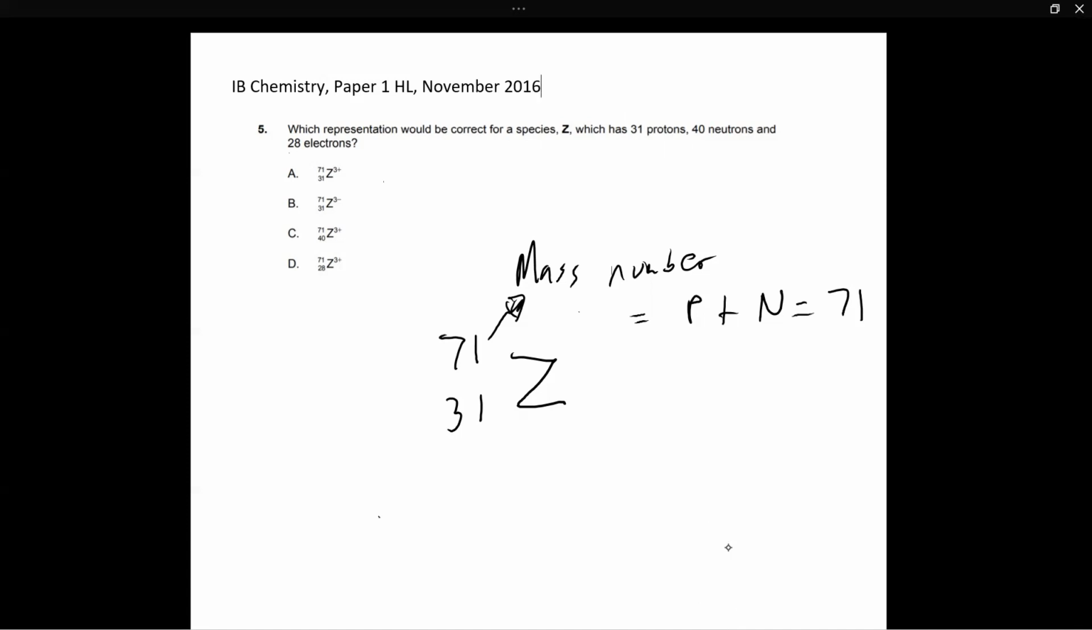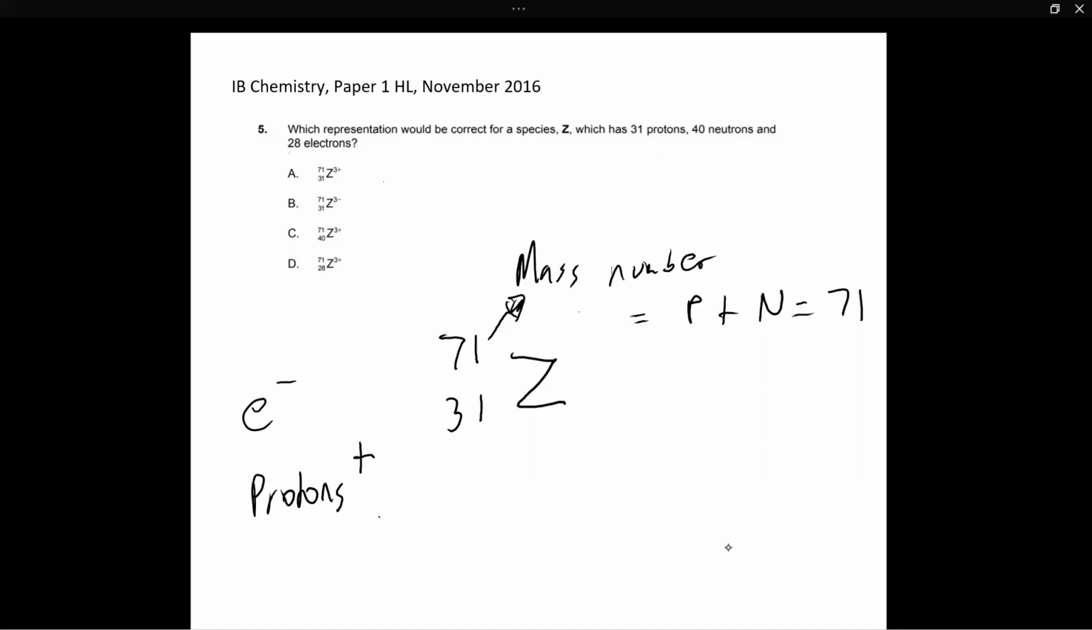So what about the sign on top? What are these numbers over here? This basically indicates the charge on the atom or the element. And this charge is determined by how many electrons the substance or the atom has. In this case, we can see that it has 28 electrons. And 28 electrons is fewer than 31 protons. And as you may recall, electrons bring negative charge, whereas protons bring a positive charge.